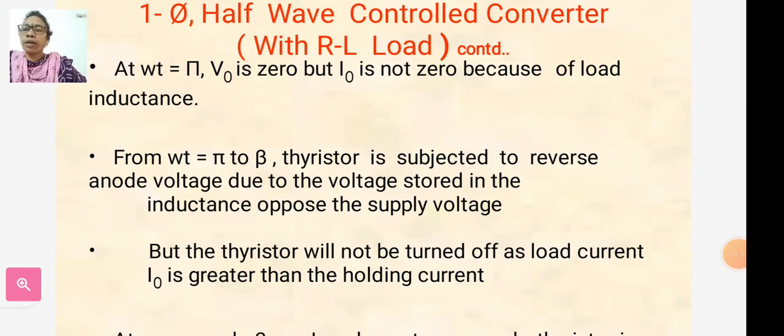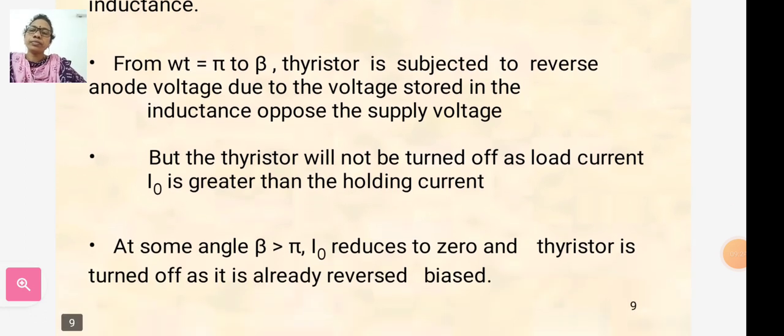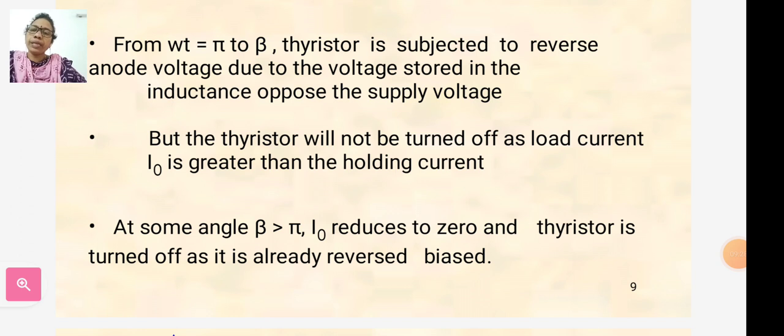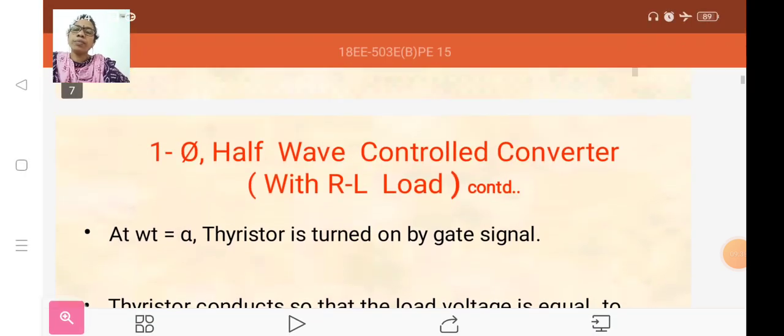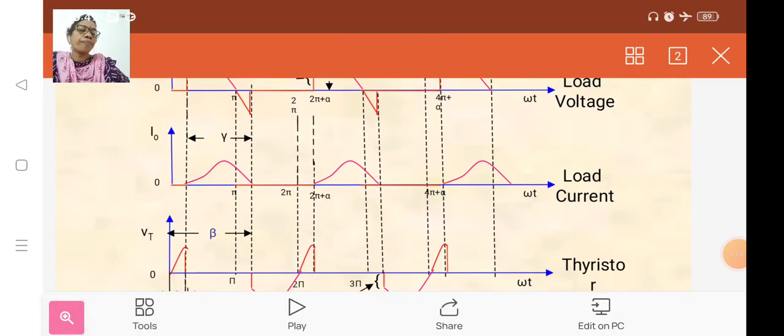At omega t equal to pi, V_o is 0, but I_o is not 0 because of the load inductance. From omega t equal to pi to beta, the thyristor is subjected to reverse anode voltage, because the voltage stored in the inductance opposes the supply voltage. But the thyristor will not be turned off as the load current I_o is greater than the holding current. So at some angle beta greater than pi, I_o reduces to 0 and the thyristor is turned off, as it is already reverse biased. So this discussion was about the waveforms of the single phase half wave controlled rectifier with RL load.